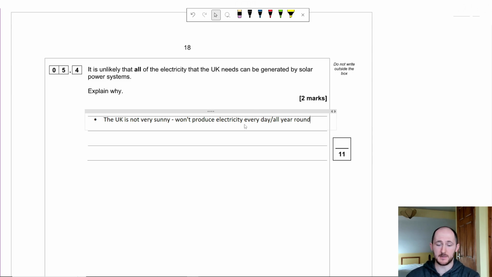So that's a big one. The next reason is simply, there's loads, right? You could even say like low intensity of sunlight. You could say things like you need a large empty space filled with solar panels.